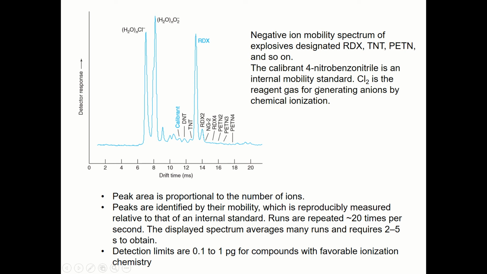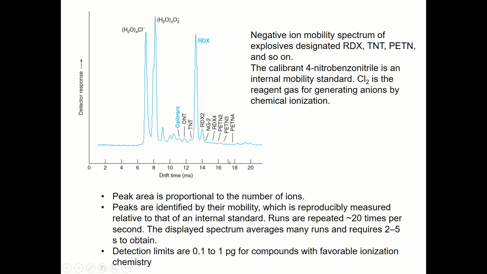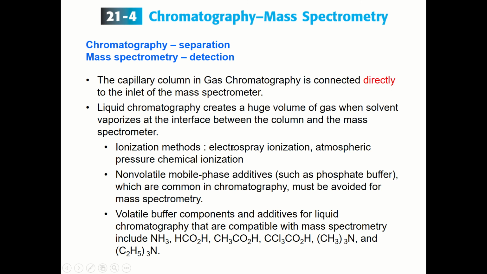The idea is that although you don't measure the mass, you ionize your sample with chlorine, using the beta electrons emitted from this nickel isotope. Now let's move to a different topic, chromatography and mass spectrometry.